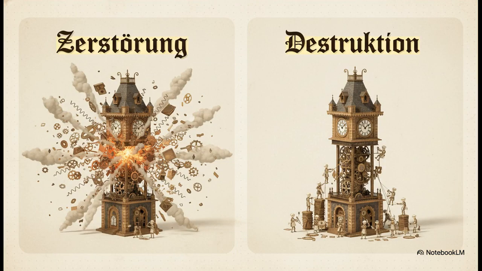Heidegger's own student, Hans-Georg Gadamer, really clarified this with a crucial linguistic point. In German, if you want to talk about demolition or razing something to the ground, you use the word Zerstörung. But Heidegger deliberately chose a different, more specific word, Destruktion. He meant it as a careful dismantling, an Abbau, a taking apart of what's been covered up so we can see the original foundations again.